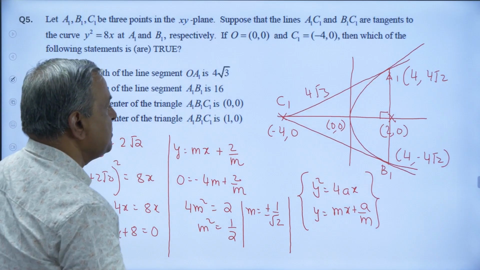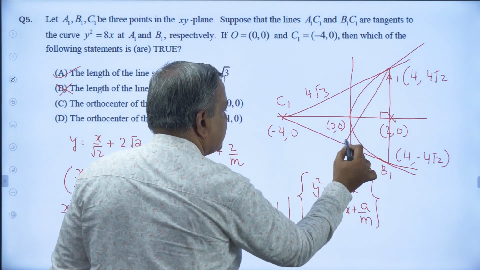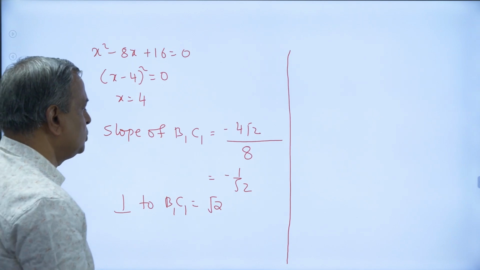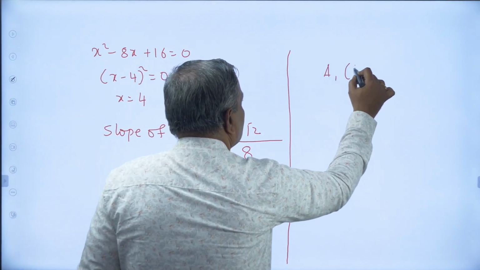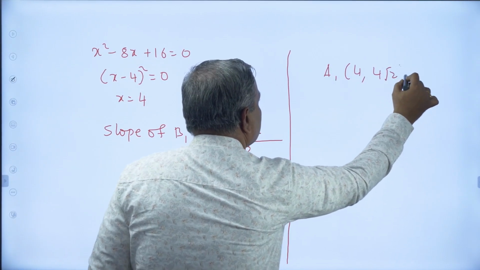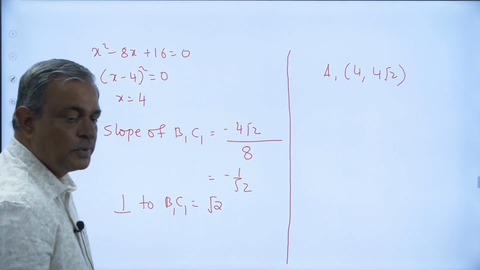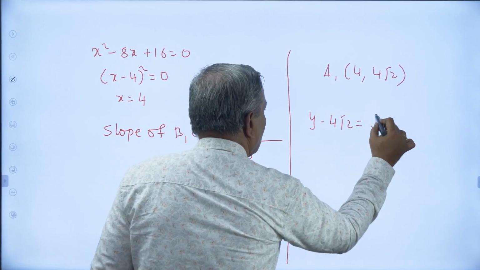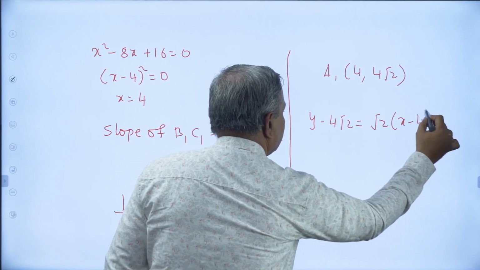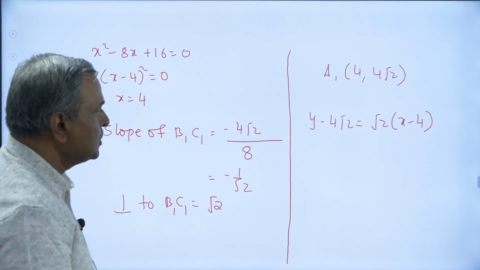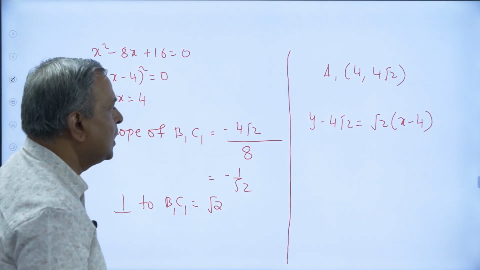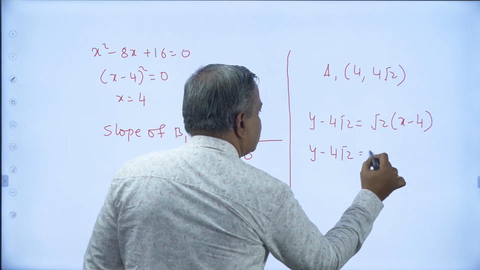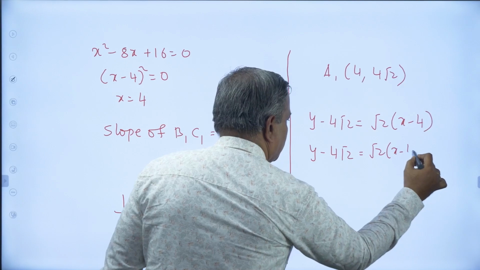What is the line equation now? I'll name it as some perpendicular M. I don't know where it intersects. What is A1 given? A1 is given as 4 comma 4 root 2. We know the slope, so what is the line equation now? y minus 4 root 2 is equal to root 2 into x minus 4. So this equation is given to us.